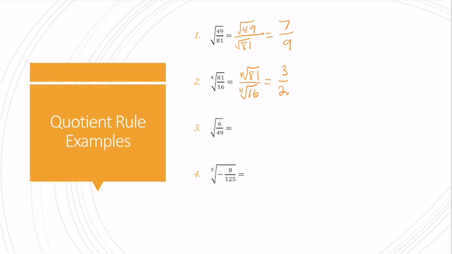All right, next, problem 3. I have the square root of 6 over the square root of 49. That's going to leave me with the square root of 6 over 7.